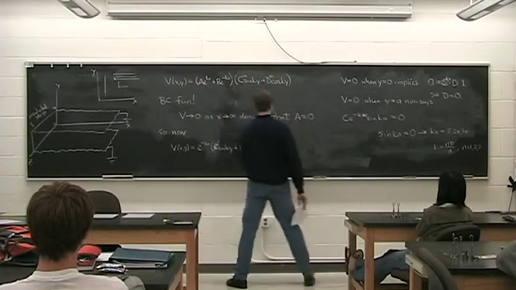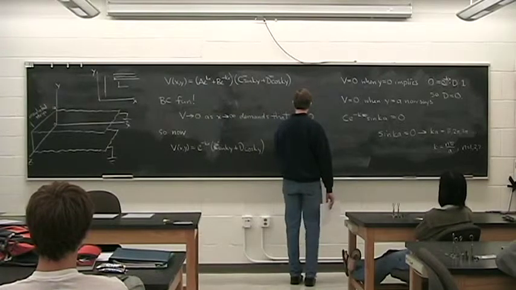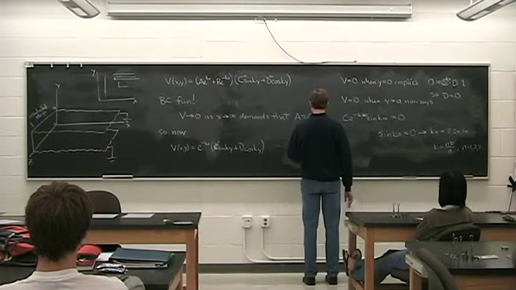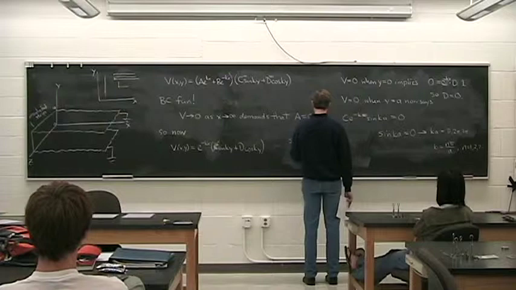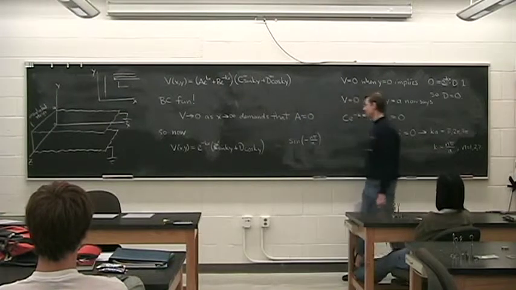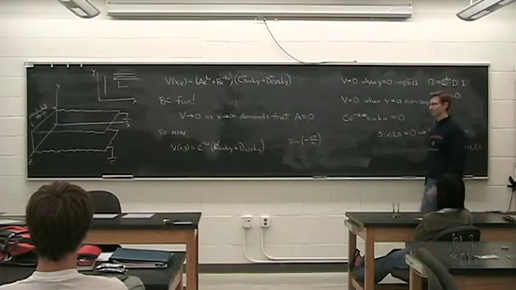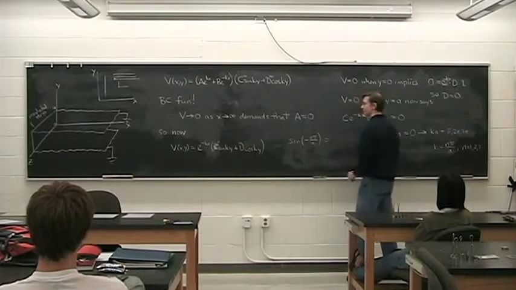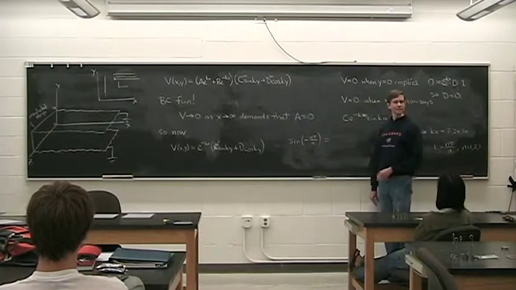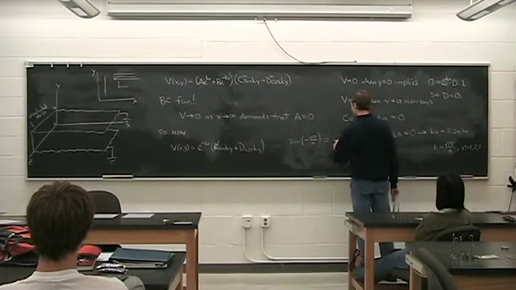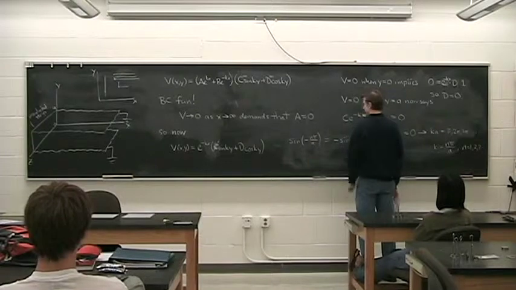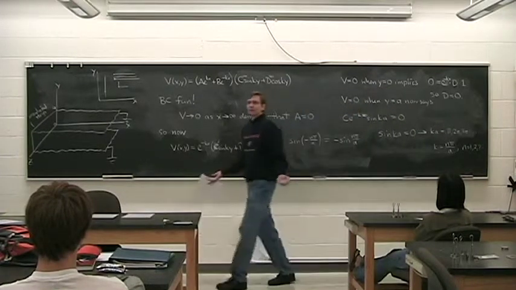Well, what is a way to rewrite the sine of, say, minus n pi over a, where n is some positive integer? Yeah, sine of minus theta is minus the sine of theta, right? So this would just become minus sine of n pi over a. And that's not a genuinely new solution.